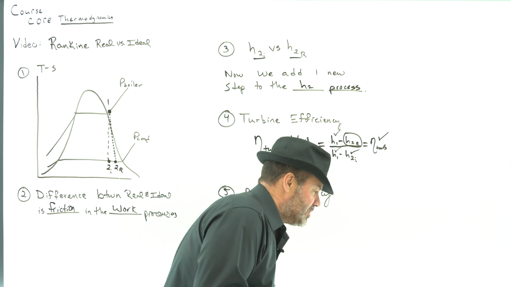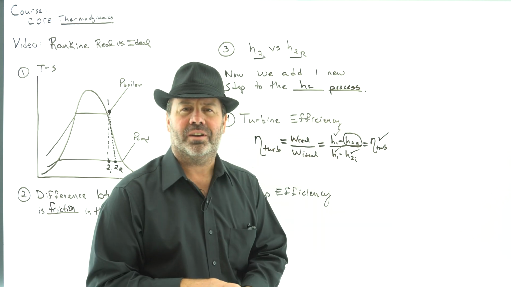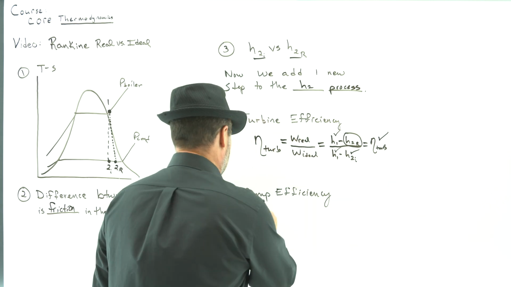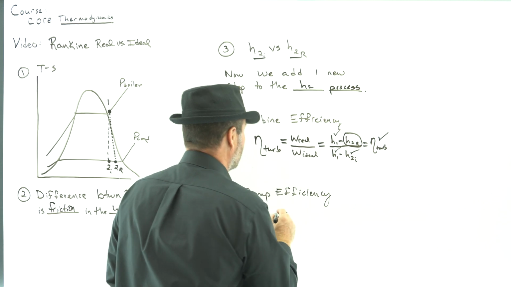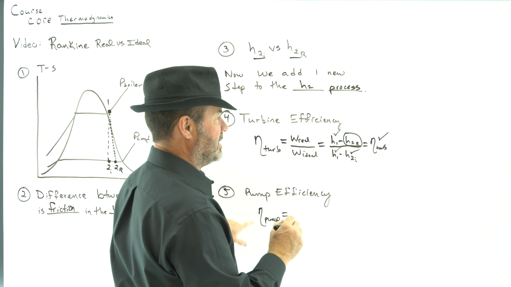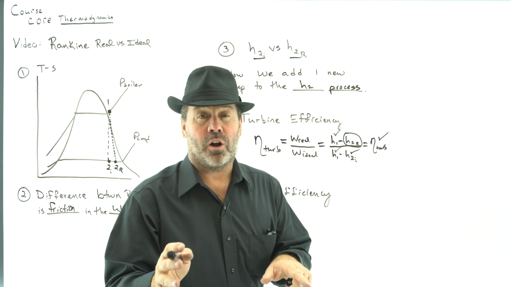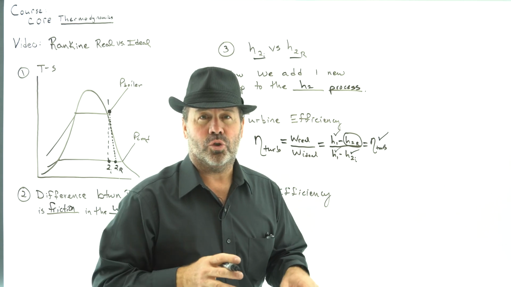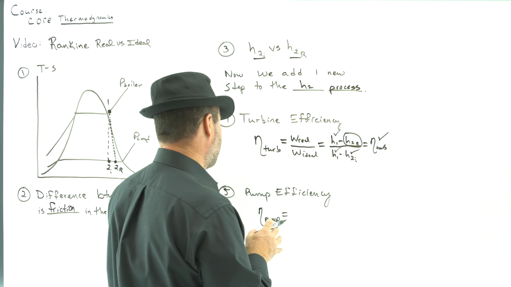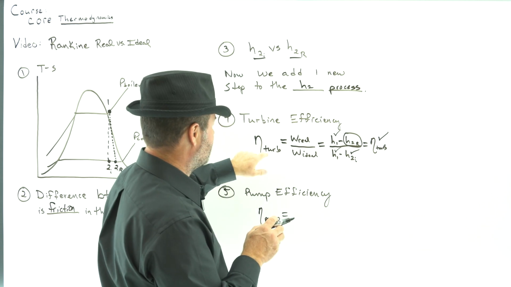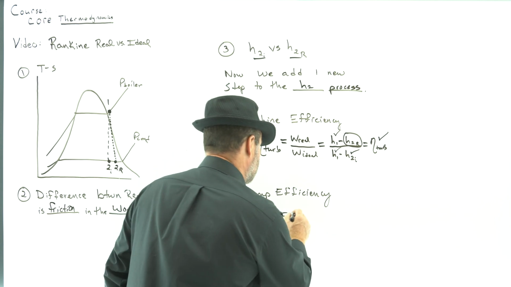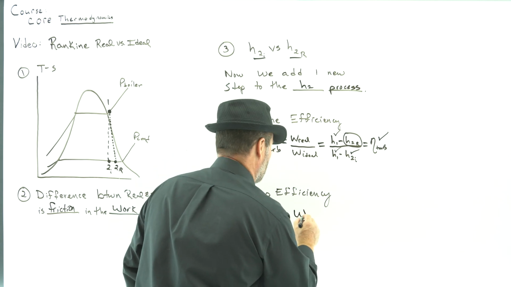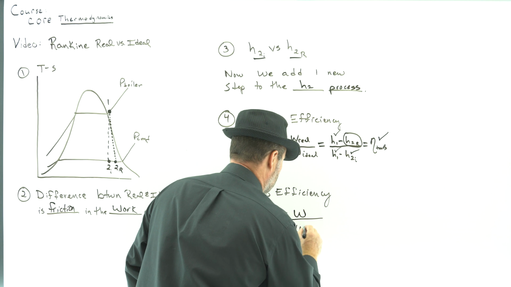And pump efficiency works the same way. The efficiency of the pump, mechanical, and this is called mechanical efficiency. We learned something earlier called thermal efficiency. Two different cats. Turbine efficiency is a mechanical, it's just a ratio of works. Pump efficiency is a ratio of work of the pump.